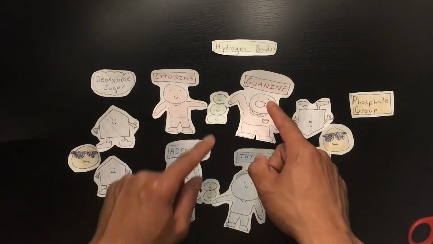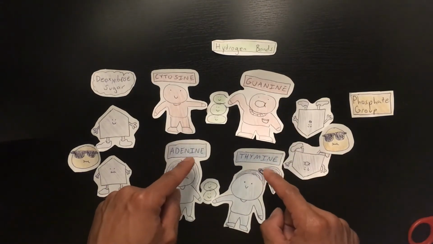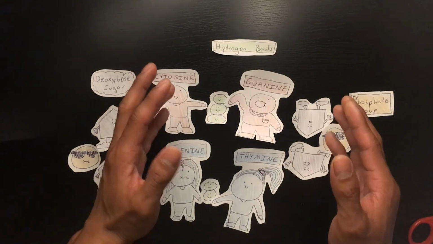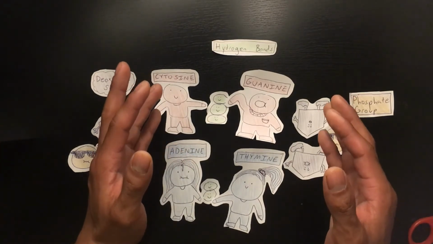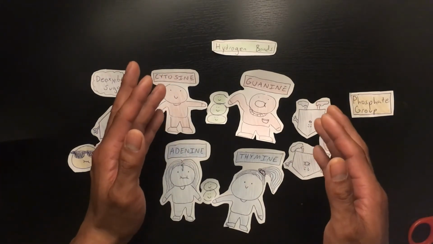Cytosine pairs with guanine and adenine pairs with thymine. This is referred to as base pairing. When many of these base pairs are next to one another, it's called base pair stacking or base stacking.